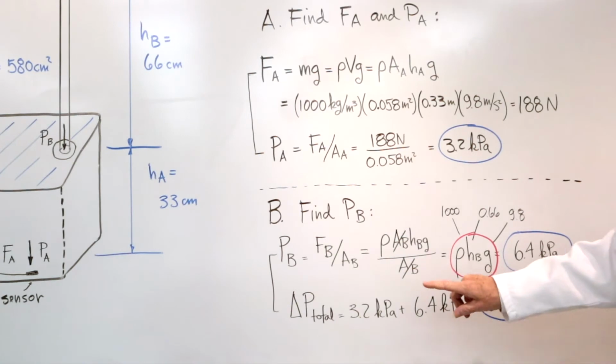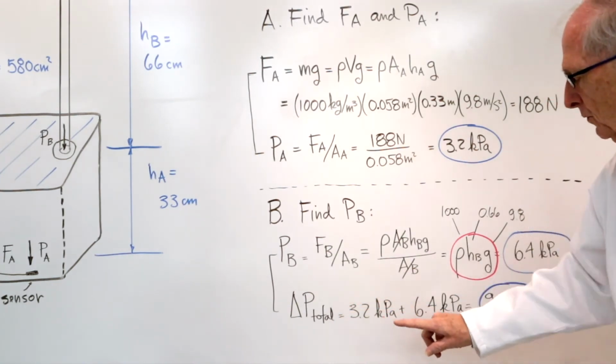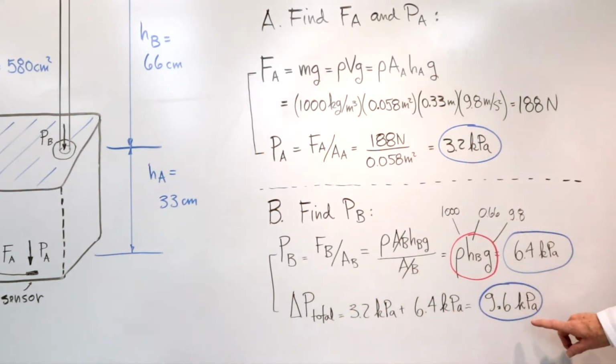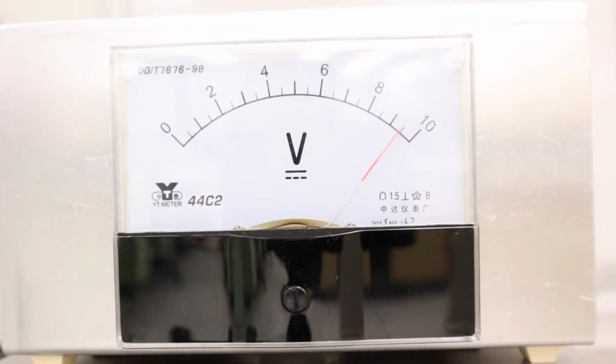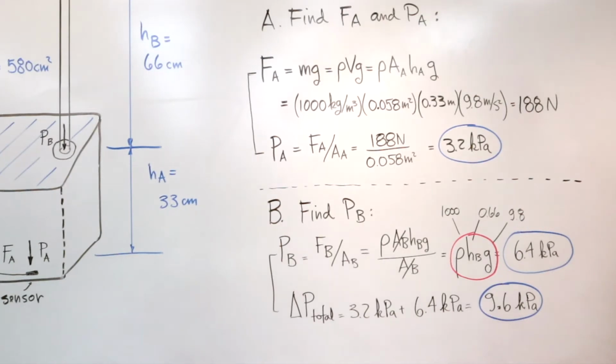We add those two pressures together to get the total pressure at the bottom of the container as measured by the pressure sensor, and we see that that's 9.6 kilopascal, very close to what the pressure sensor measured. That is a demonstration of Pascal's principle, because Pascal's principle says that the pressure at the bottom of a column of water does not depend upon the area or even the shape of the tube.